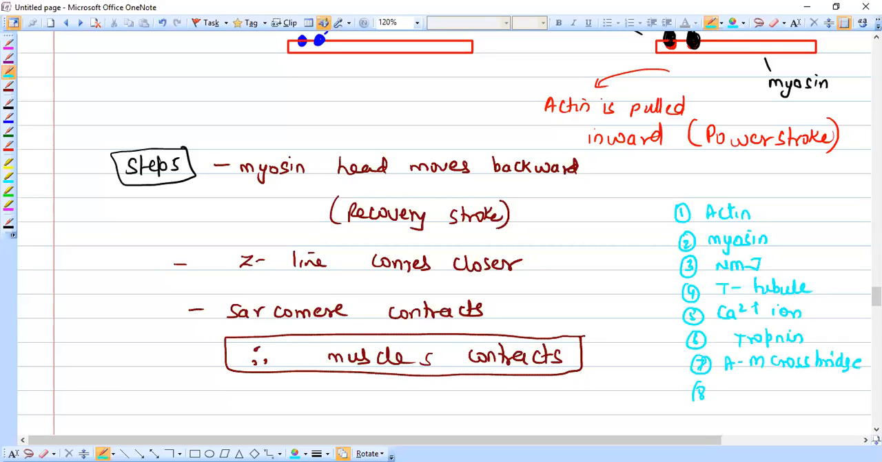Then, the 8th point, you will talk about the power stroke. And once the power stroke is over, the last stroke will be the recovery stroke. And once the recovery stroke is done, what happens? We talk about the 10th point, that the Z line comes closer. This is how the contraction of the muscles takes place.